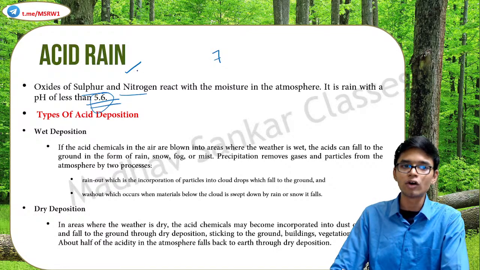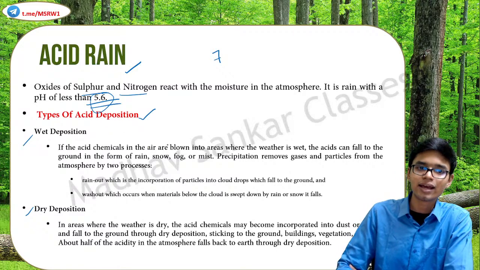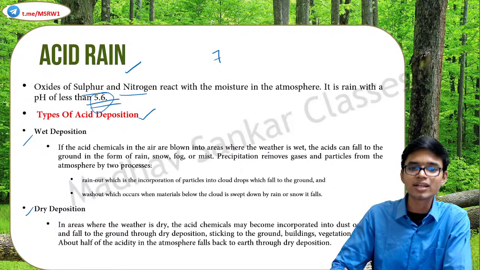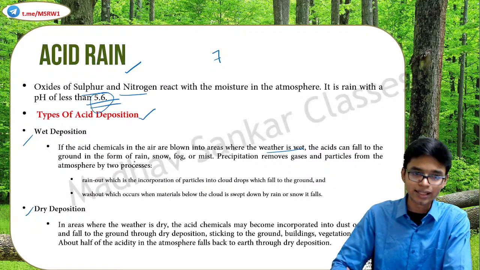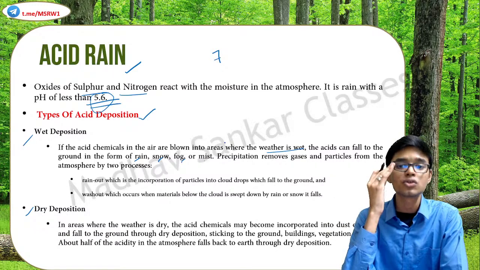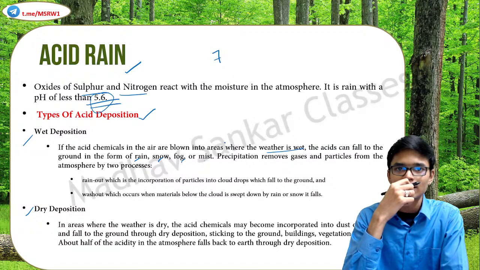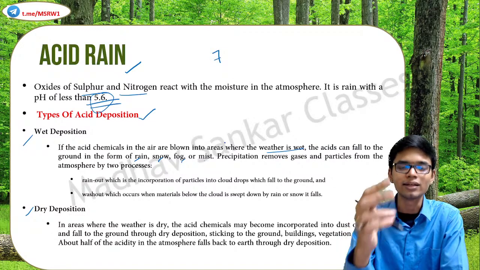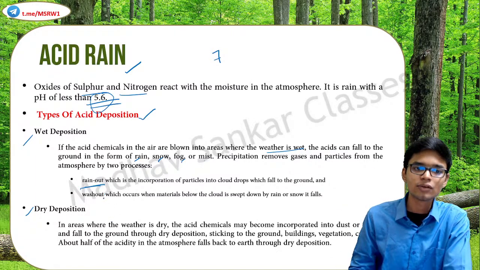Acid rain can be of two types based on acid deposition. One is wet, other one is dry. So what is this wet deposition? If the acid chemicals in the air are blown into areas where the weather is wet, the acid can fall to the ground in the form of rain, snow, fog, mist. Everything has moisture. So such a deposition is known as wet deposition. Correct? And wet deposition itself can happen in two ways. One is rain out, other one is washout.